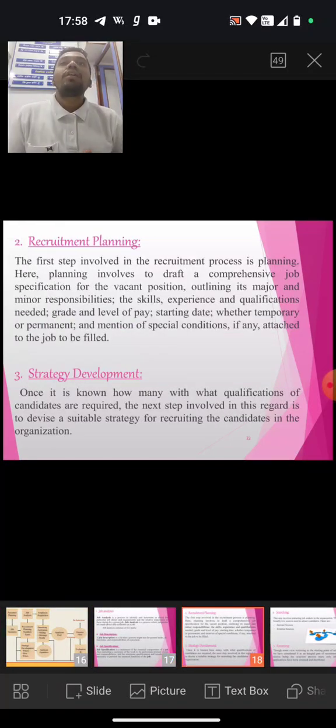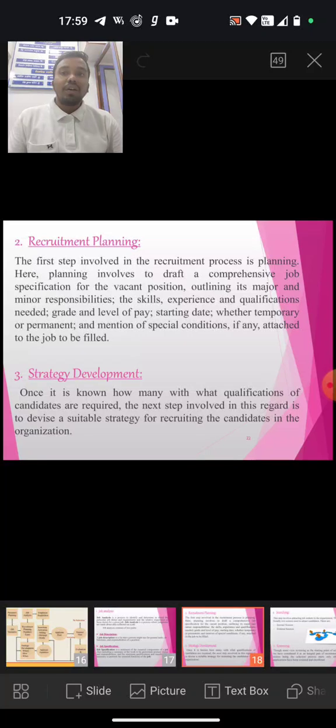Recruitment planning. The first stage involved in the recruitment process is planning. Here, planning involves drafting the job specification for the vacant position, outlining its major and minor responsibilities, the skills, experience, and qualifications needed, grade and level of pay, starting date, whether temporary or permanent, and mention of special conditions, if any, attached to the job.